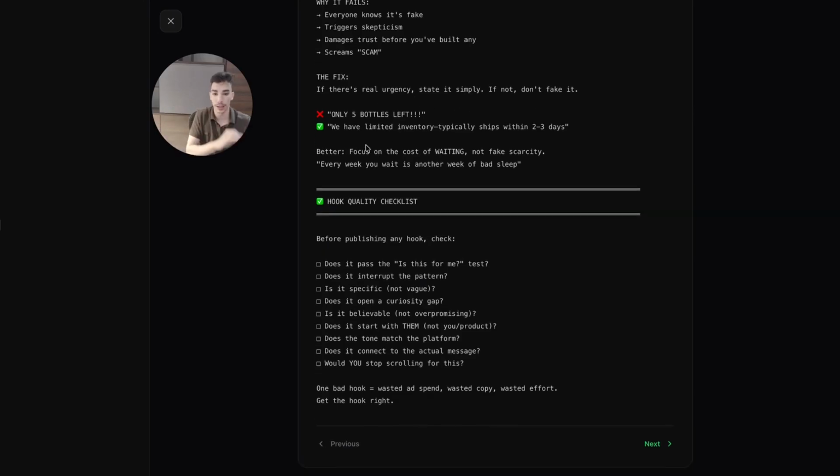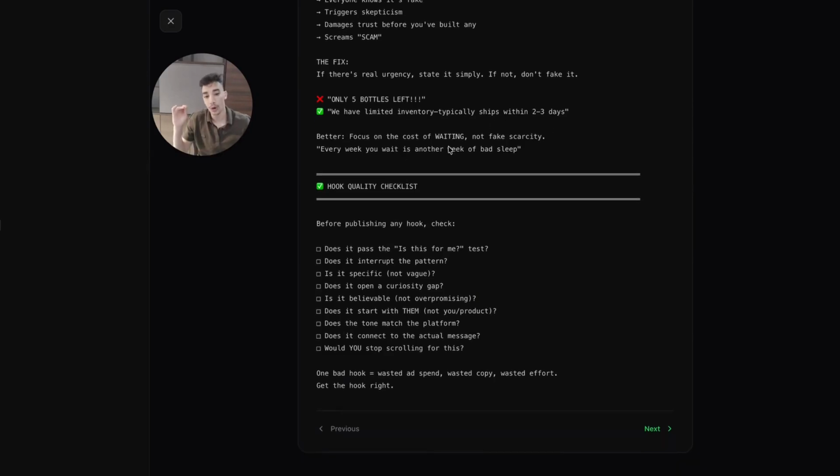Only 5 bottles left. We have limited inventory, typically ships within 2 to 3 days. Better to focus on the cost of waiting, not fake scarcity. Because we always mention it: people feel fear more intensely than the desired outcome. So if you want to create urgency, create it that way. Focus on the cost of waiting, what's going to happen if you wait and don't take action right now. And do it in a realistic way, don't exaggerate something that isn't realistic.